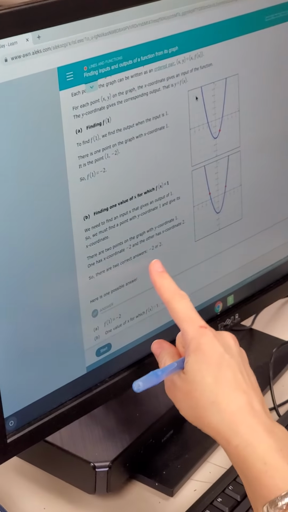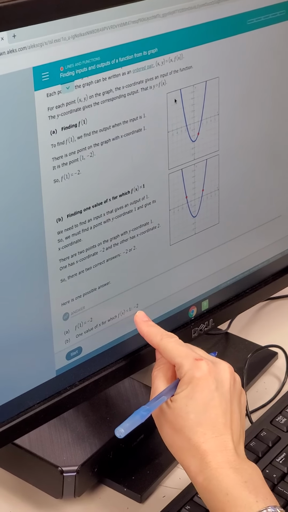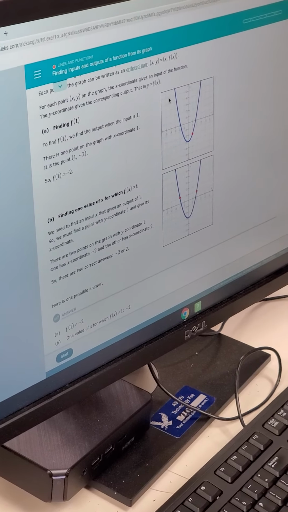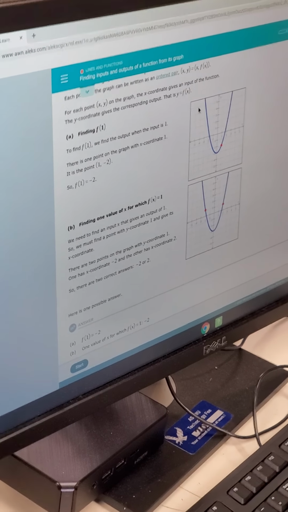These problems are asking for just one of those. It just wants one value for x, so you could choose either -2 or 2. The system would take either. Okay.